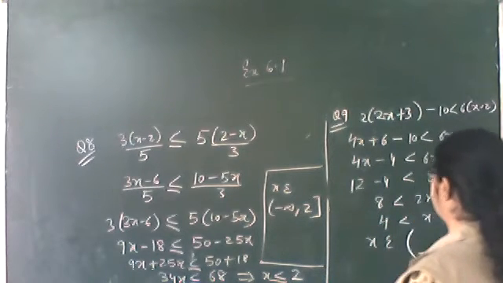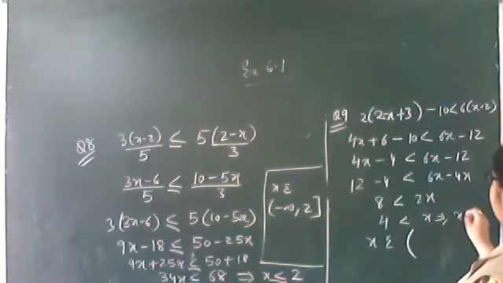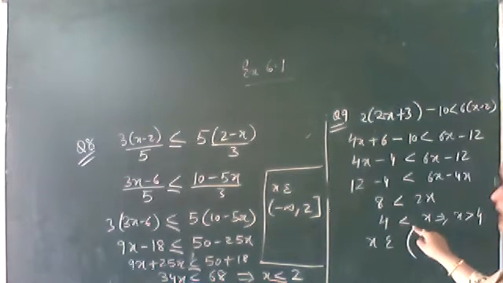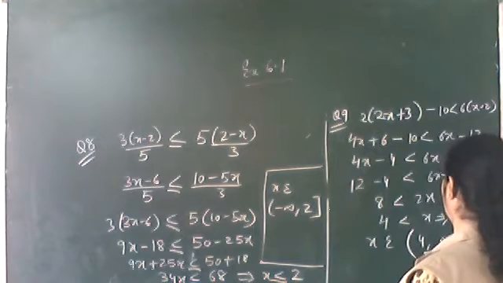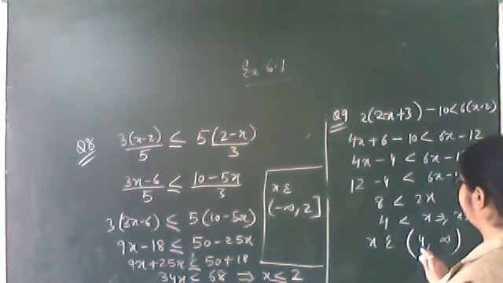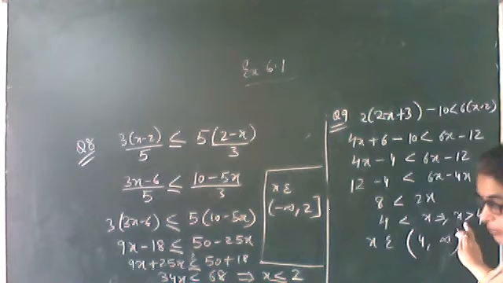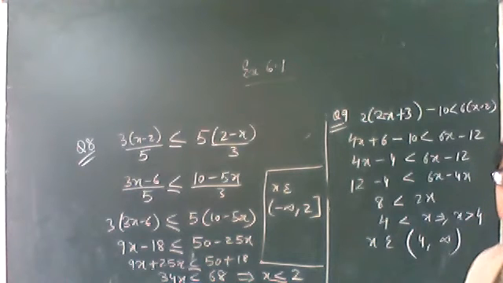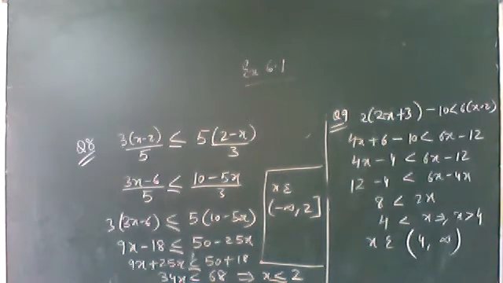That means x belongs to what? Now greater than is there. If you want, you can write it this way also: x is greater than 4. So if x is greater than 4, what can we say? It is from 4 to infinity, open bracket, because 4 will not come, because here equal to symbol is not there. Clear?